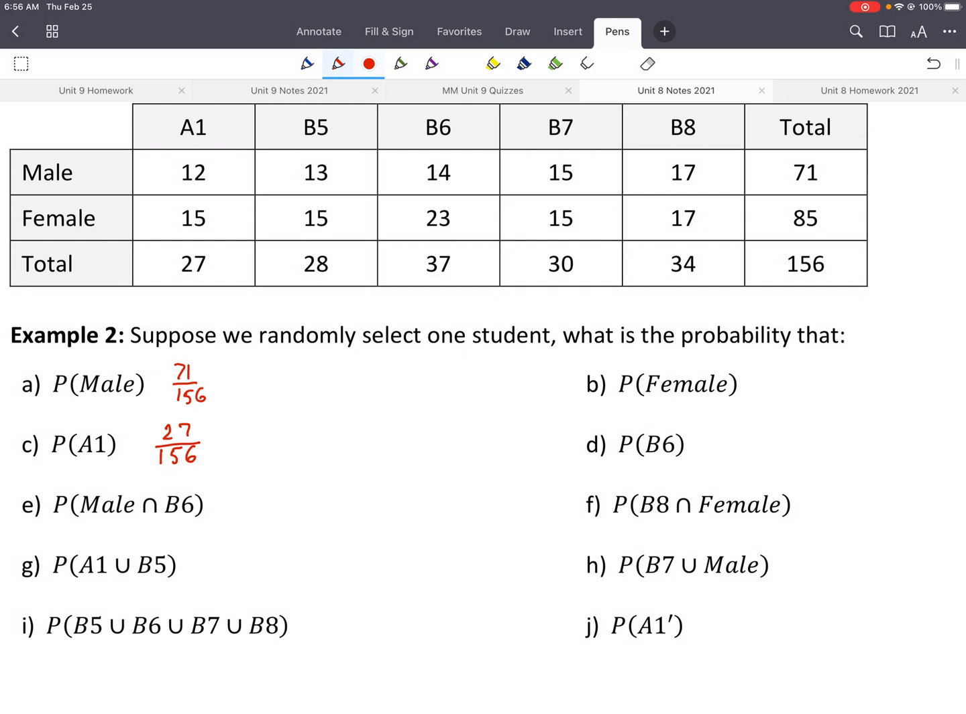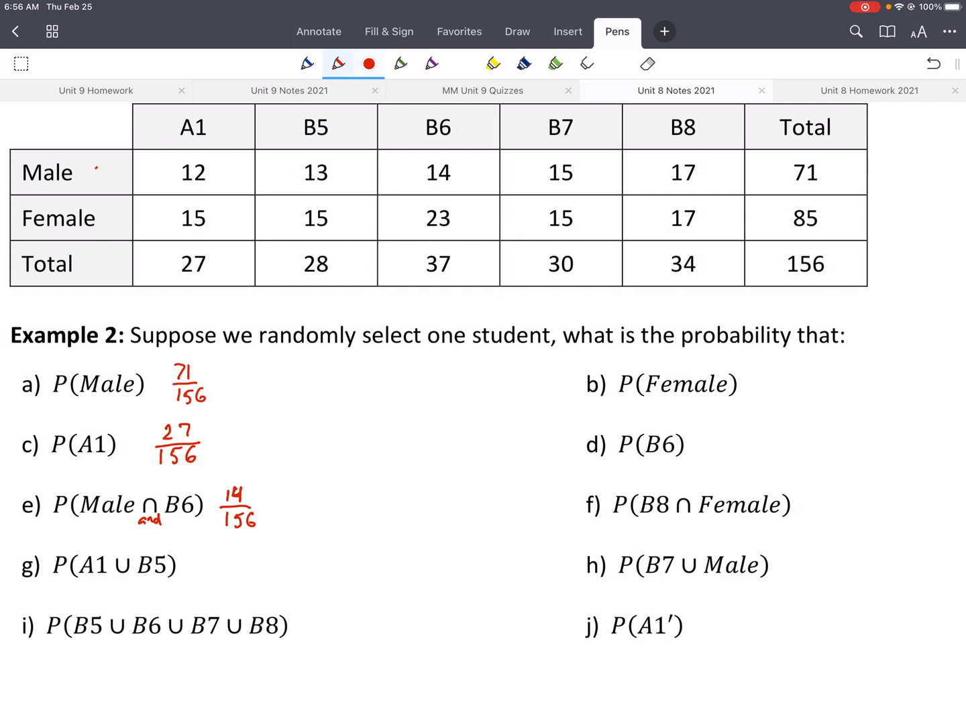What's the probability that I would pick a male who is in B6? Sometimes with two-way tables, it helps to think of the intersection. So we have males and B6. What they have in common is 14. Okay, so we have 14 favorable outcomes out of the 156 possible outcomes.